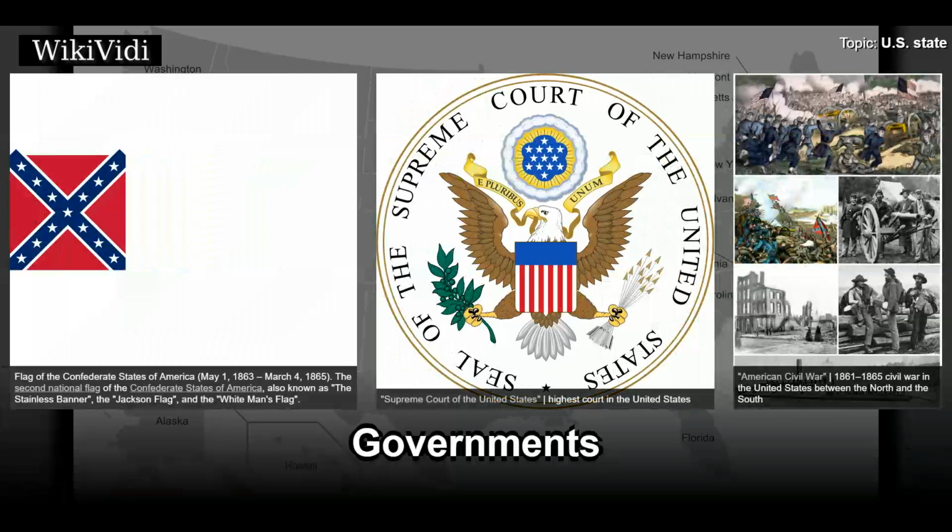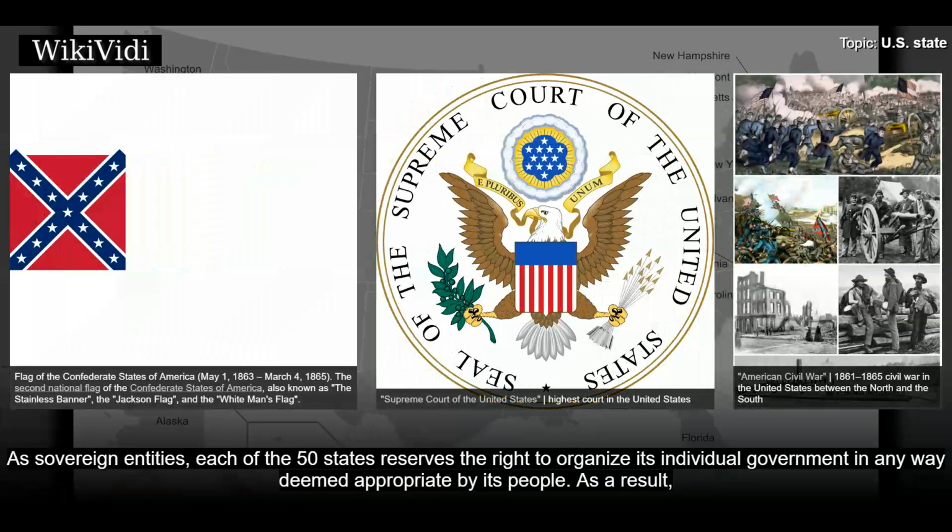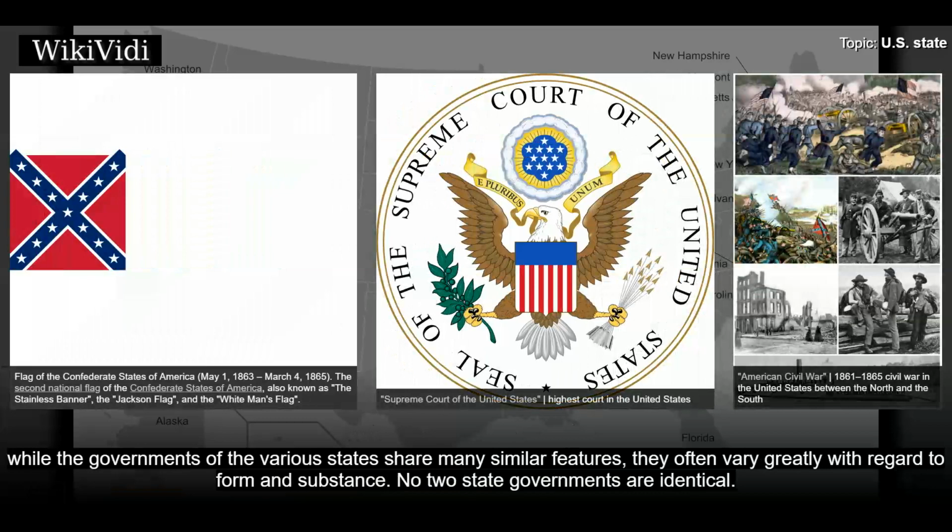Governments. As sovereign entities, each of the 50 states reserves the right to organize its individual government in any way deemed appropriate by its people. As a result, while the governments of the various states share many similar features, they often vary greatly with regard to form and substance. No 2 state governments are identical.